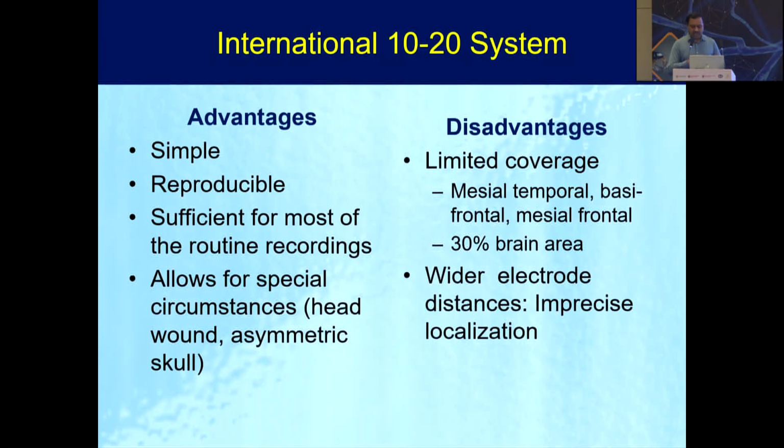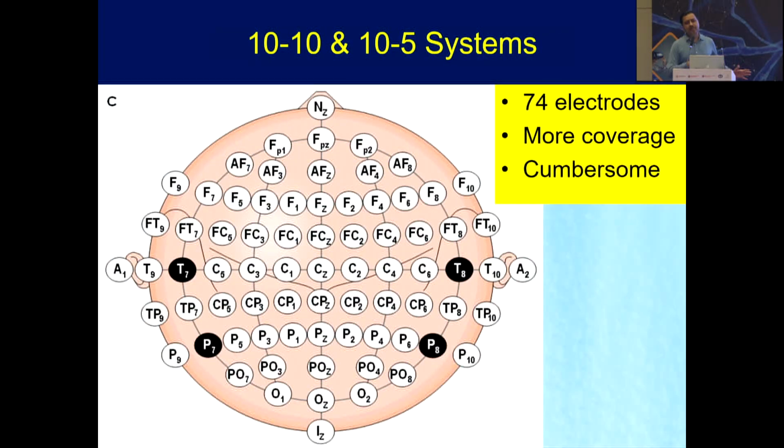And for precise localization, probably what you can do is increase the number of electrodes. People have developed the 10-10 system and 10-5 system, with 5% or 10% differences. But you understand this is 74 electrodes, and if your technician is going to put on 74 electrodes, then probably you will be able to do only 1 or 2 EEGs in a day.